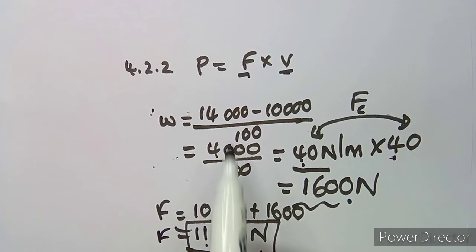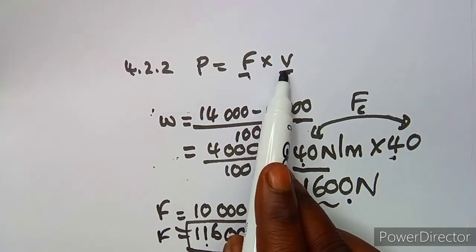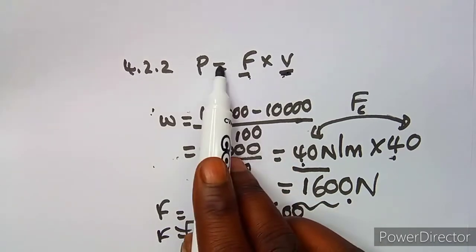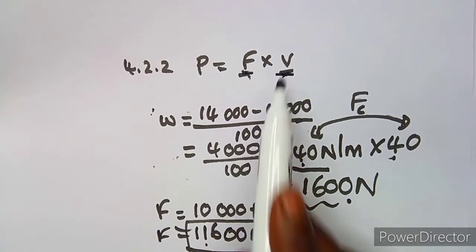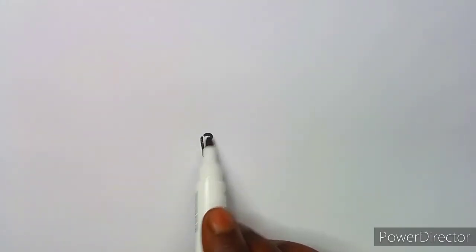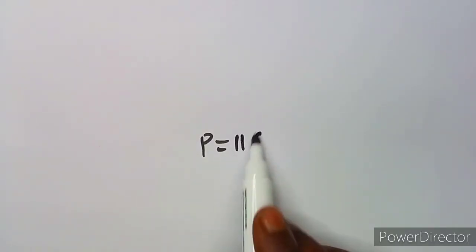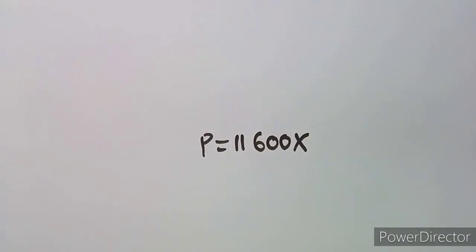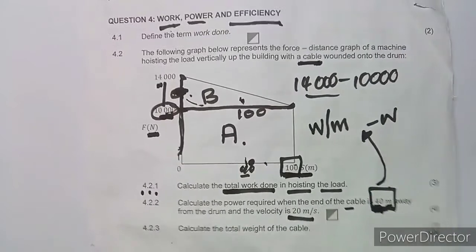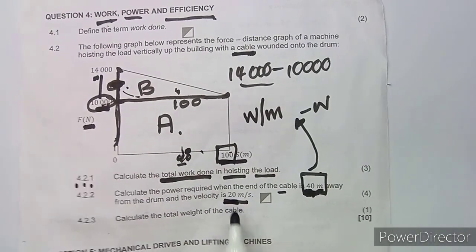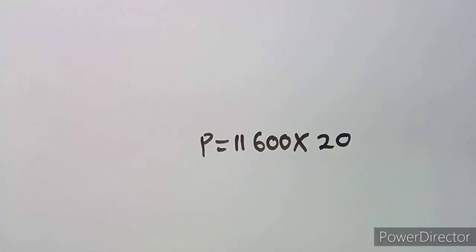Remember, we said that power is equivalent to force times the velocity. So if power is force times the velocity, now you've got the force. The power is going to be the force of 11,600 multiplied by the velocity, of which we are given that the velocity in this case is 20 meters per second. So you're going to multiply by 20.